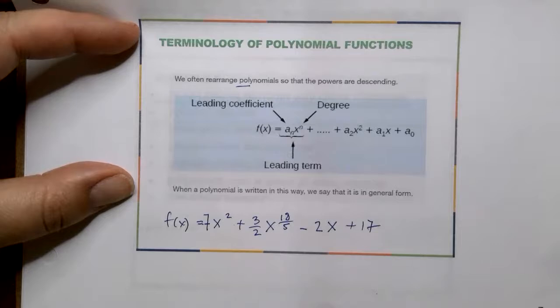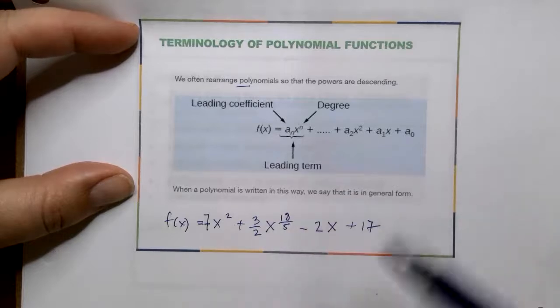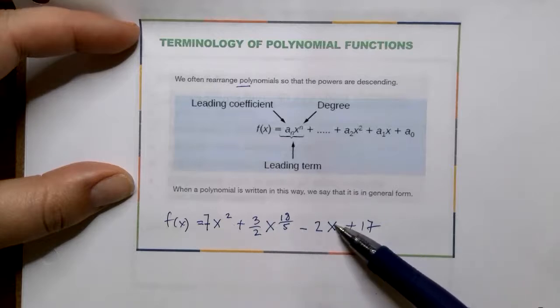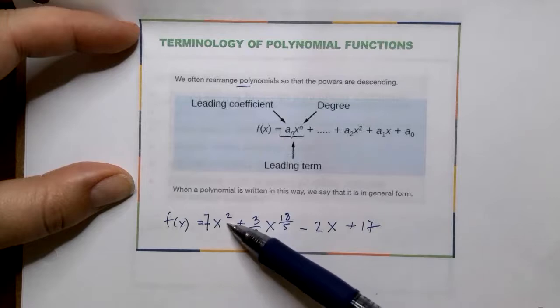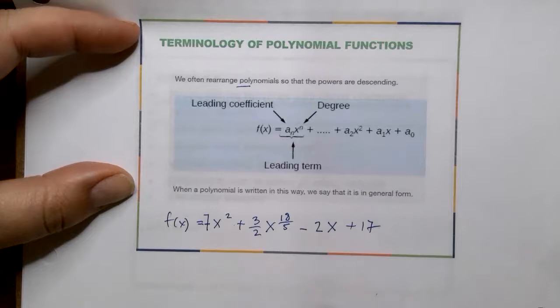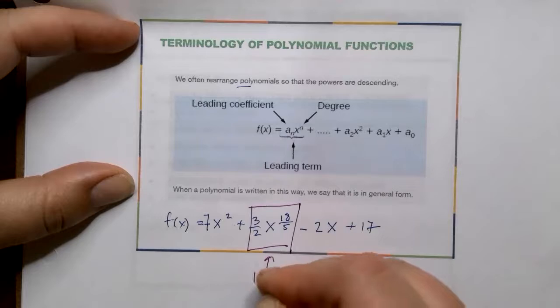Take a second to do that, and I'm gonna tell you and you check if you got it right. So first of all, let's identify the leading term. The leading term here is 3/2 x to the 18/5, because that's the term with the highest power. Here we have power 1, here we have power 0 and power 2. 18/5 is greater than 2. Okay, so this will be our leading term right here.